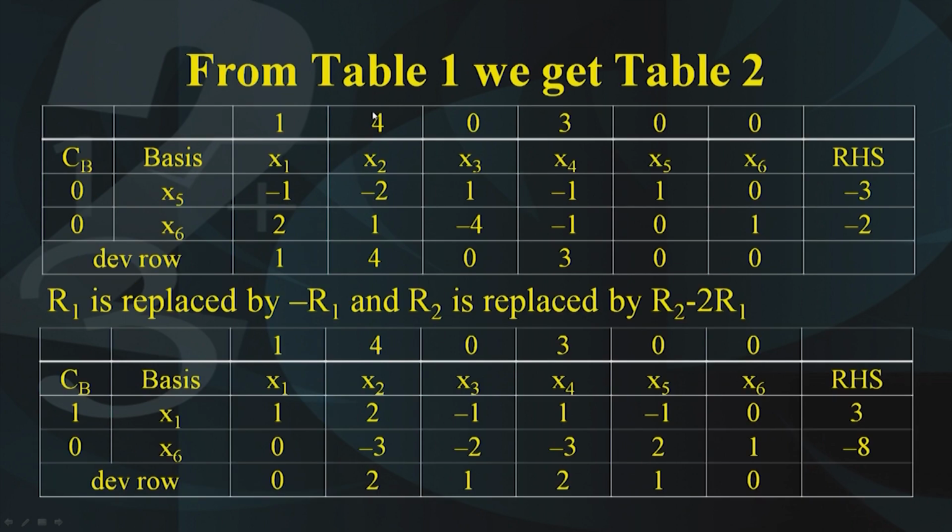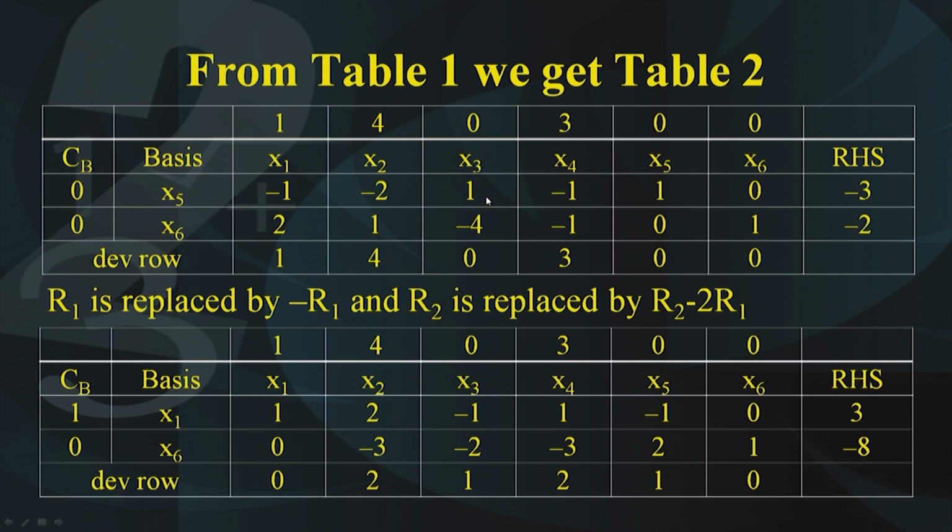So, from the initial table, that is table number 1, we obtain table number 2 by applying elementary row operations in such a way that the x1 variable becomes the basis. Here you can see in the second table, under the x1 column, we have the entries 1 and 0. The elementary row operations are performed like this: R1 is replaced by minus R1, because this entry is minus 1 and we have to make it 1. So, in order to do that, we multiply R1 with the negative sign.